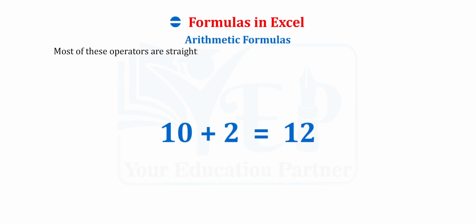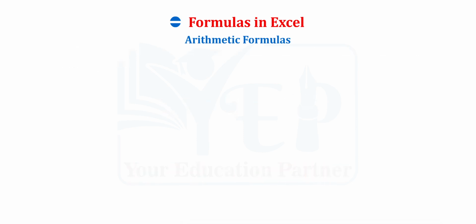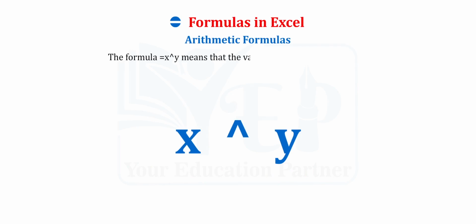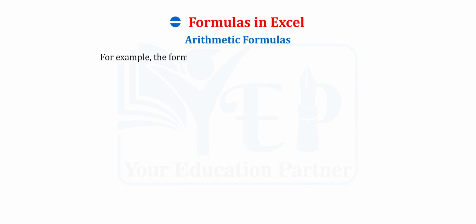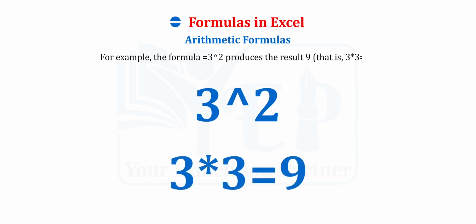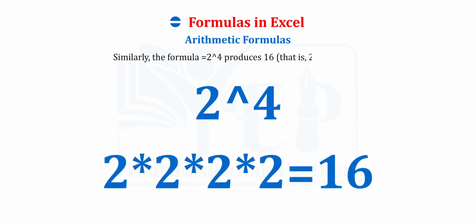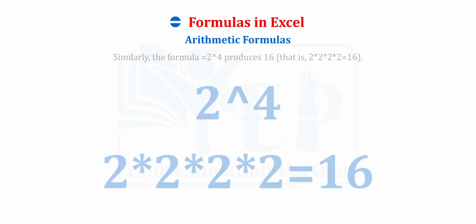Most of these operators are straightforward, but the exponential operator might require further explanation. The formula x ^ y means that the value x is raised to the power y. For example, the formula 3^2 produces the result 9. That is 3 into 3 equals 9. Similarly, the formula 2^4 produces 16. That is 2 into 2 into 2 into 2 equals 16.